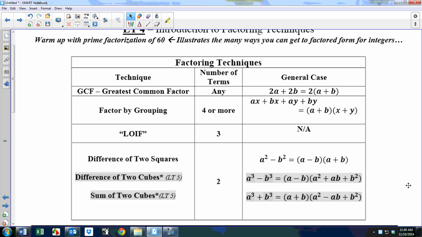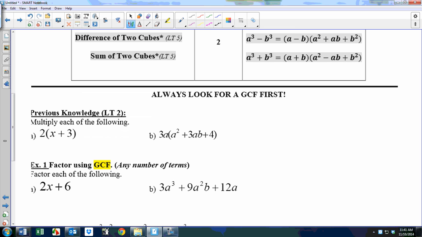So, greatest common factor. You can use it with any number of terms, and you always want to check for it first. Always check for a greatest common factor first. Now, what does it mean to have a greatest common factor? Each of these techniques, while I'm explaining them, I'm going to connect them to something you already know with at least 2 questions. So, for example, the previous knowledge, 2 times x, 2 times 3, you clearly know that's 2x plus 6, right? You know how to multiply that, right?